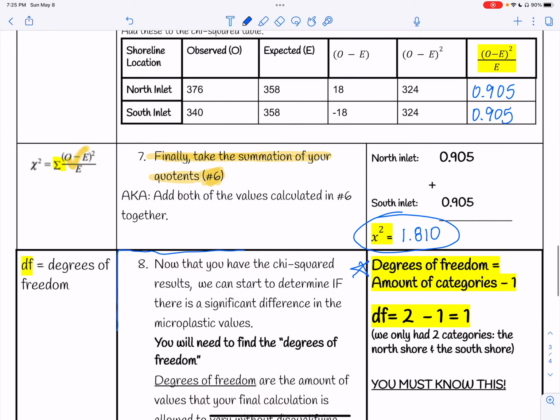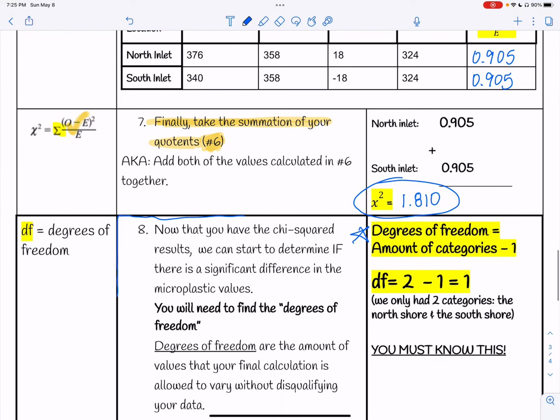All right, so number 8, now that you have the chi-squared results, you can start to determine if there is actually a significant difference in the microplastic values. It did look like there was, with the north inlet being 376, the south 340, but just because those numbers are different from each other, is it actually that significant? So this is where we're going to need to look at degrees of freedom on a chi-squared table, or critical values on a chi-squared table, but right now we'll just look at DF, or degrees of freedom.